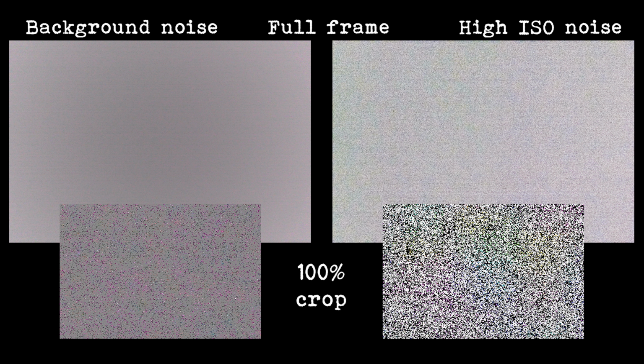Here they are side by side. I've got the first one with just the background noise in with a low ISO, and then I've got the second one with that high ISO. And you can see that extra noise produced when you use a really high ISO.